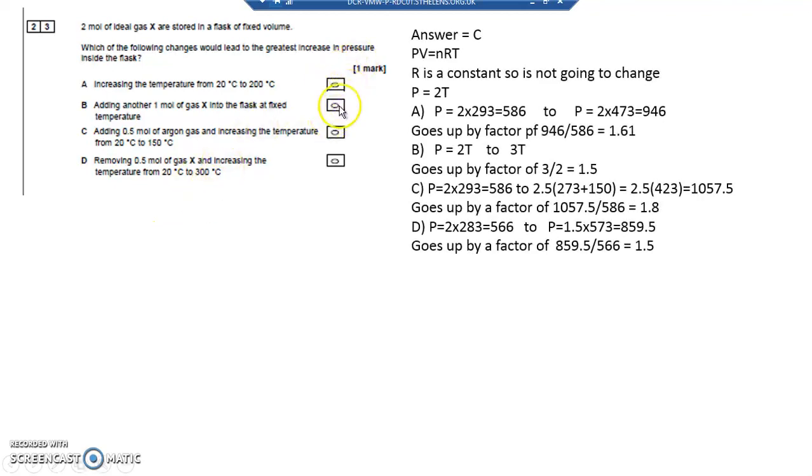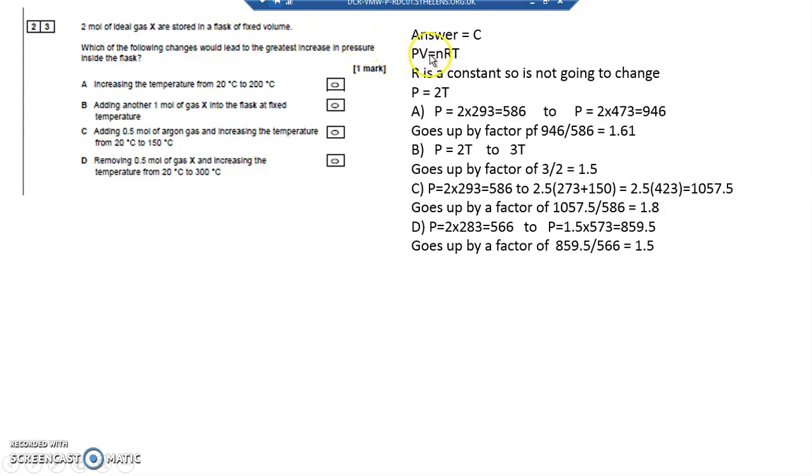Tricky question this, so I'm going to do spoilers to show you how it's done. So 2 moles of an ideal gas. What have I got? I've got pressure times volume equals nRT. So, an increase in pressure. Which one's going to increase pressure?